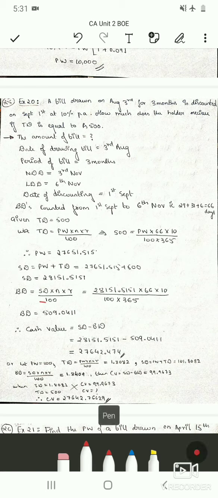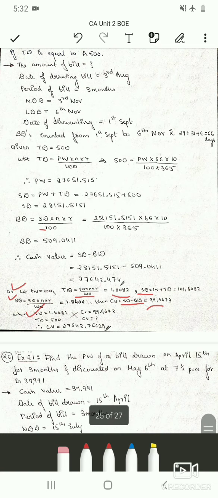So I have solved another alternative way wherein you can take present worth to be 100 and then find out true discount by using the formula of it and then get the sum due and then find out banker's discount and then find cash value. So when true discount is 1.8102, we got cash value. Then what will be the cash value when true discount is 500? So it is the same answer.